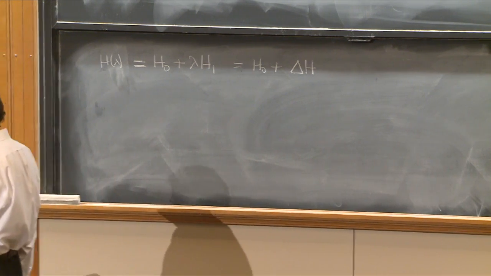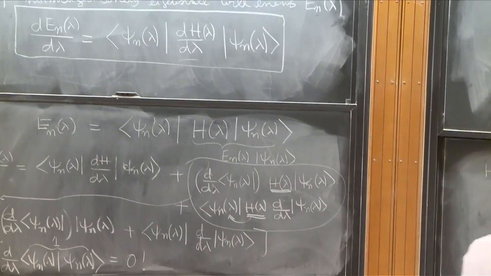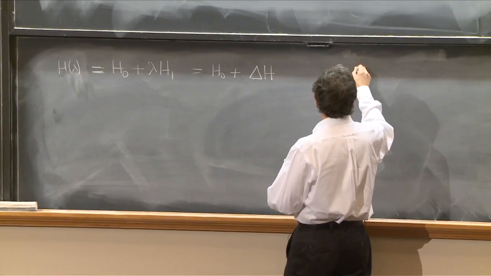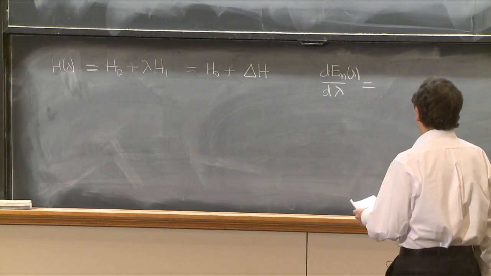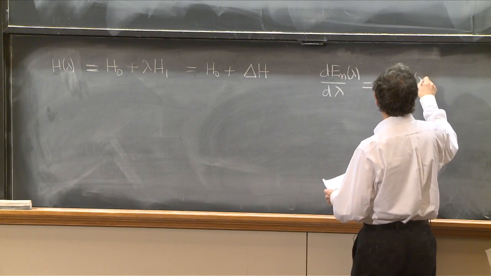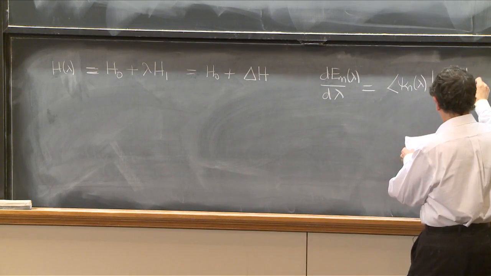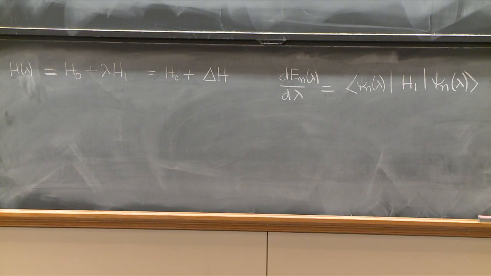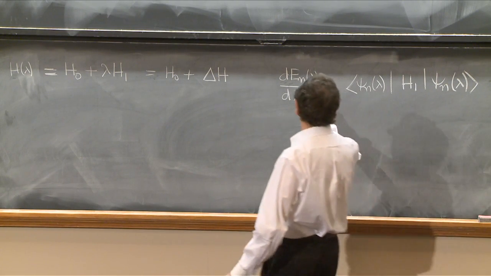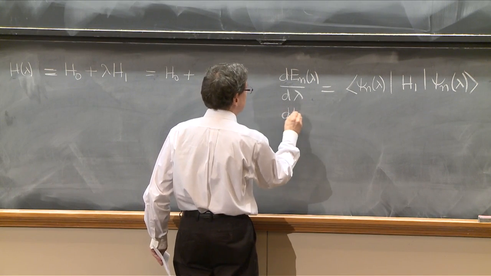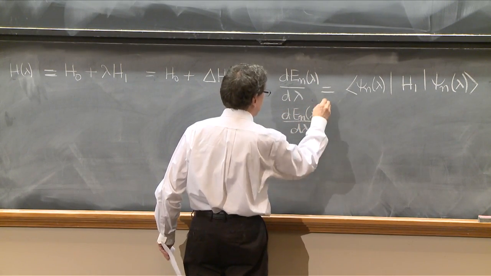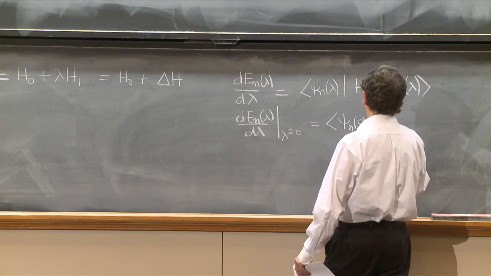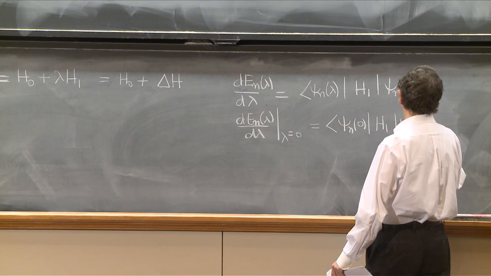So what do we have from this theorem? From this theorem, we would have dEn/dlambda equal to psi n of lambda, H1, psi n of lambda. Now, we can be particularly interested in the evaluation of this at lambda equals 0. So what is dEn/dlambda at lambda equals 0? It would be psi n at 0, H1, psi n at 0.